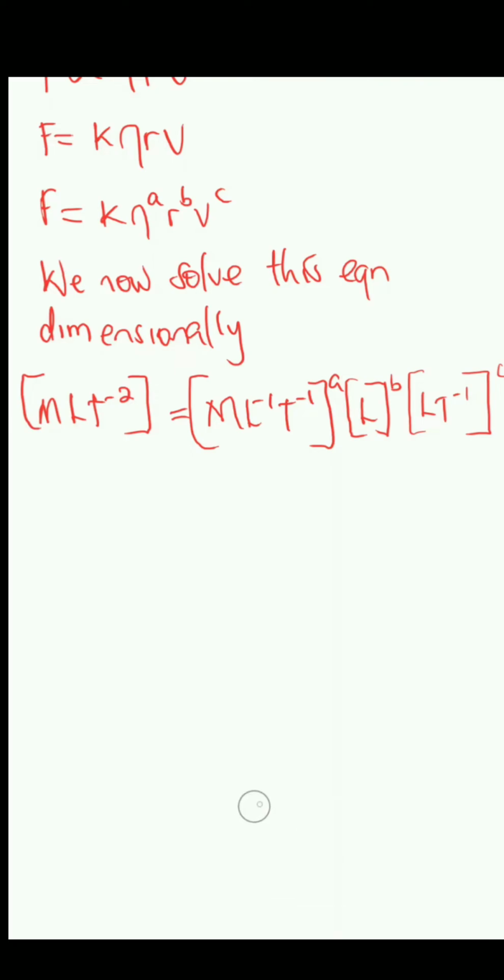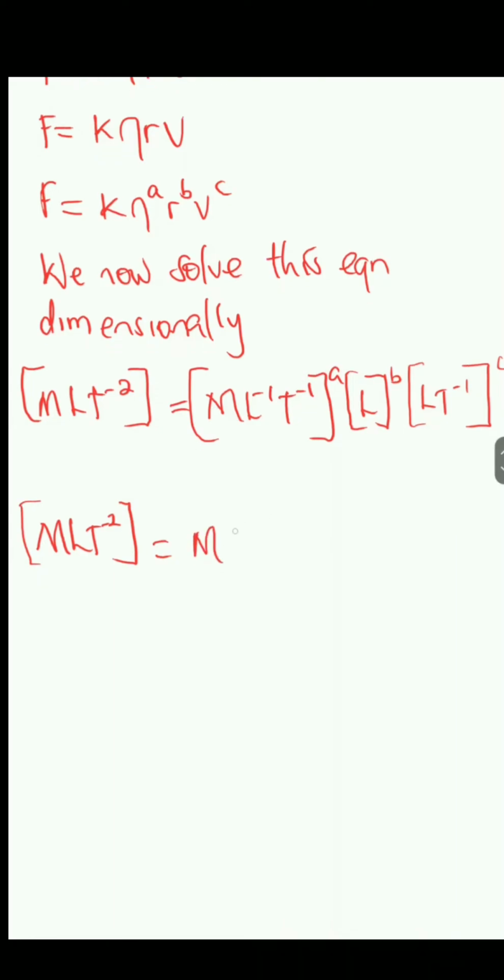So write the left hand side for now, the way it is. So the left hand side will be maintained for now. So we're going to have M L T to the power -2. Then on the right, we can distribute the A with what is inside the brackets there. So we have M to the power A, L to the power negative A, T to the power negative A.